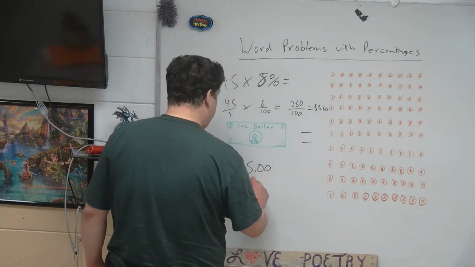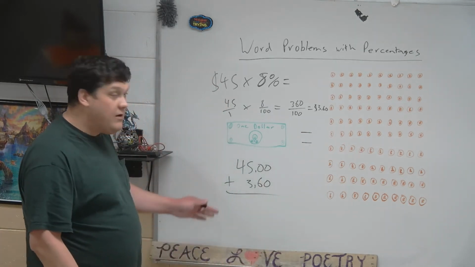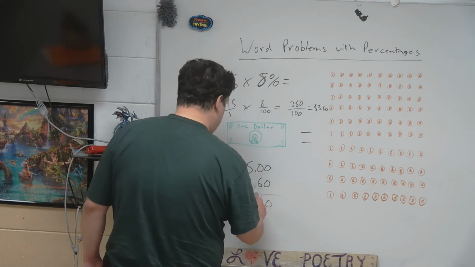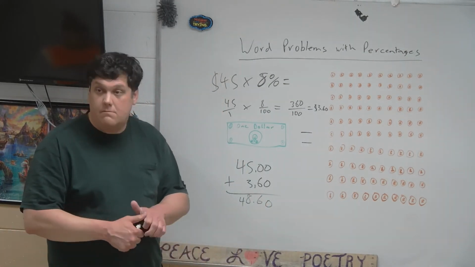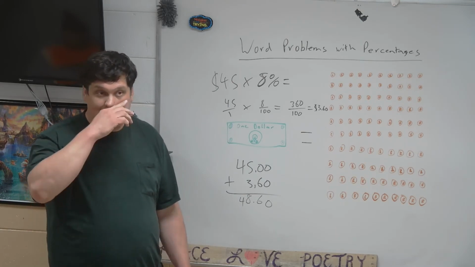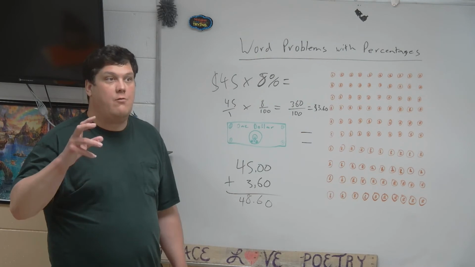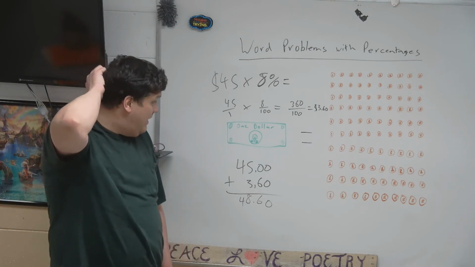plus $45 plus our $3.60 in sales tax, which is $48.60. There you go. So none of this is terribly complicated, but remembering all the steps and getting them all right and putting them all together can be difficult.